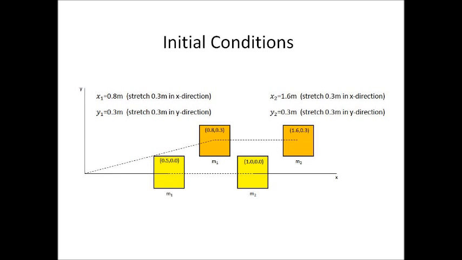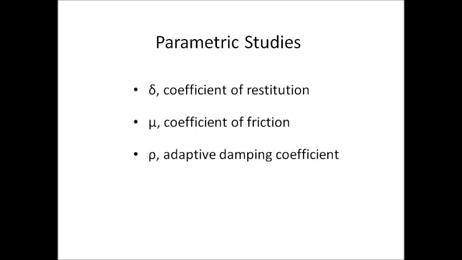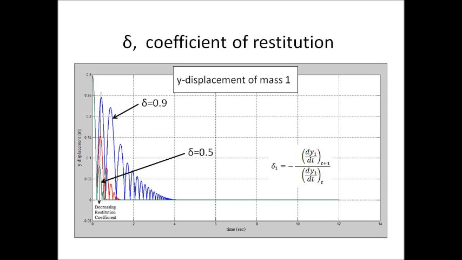The initial conditions are to move the masses to the right and lift them off the surface. Let's take a look at these 3 coefficients and see how they affect the system response. The coefficient of restitution governs how much the masses will bounce. Delta of 0.9 has the most bounce.